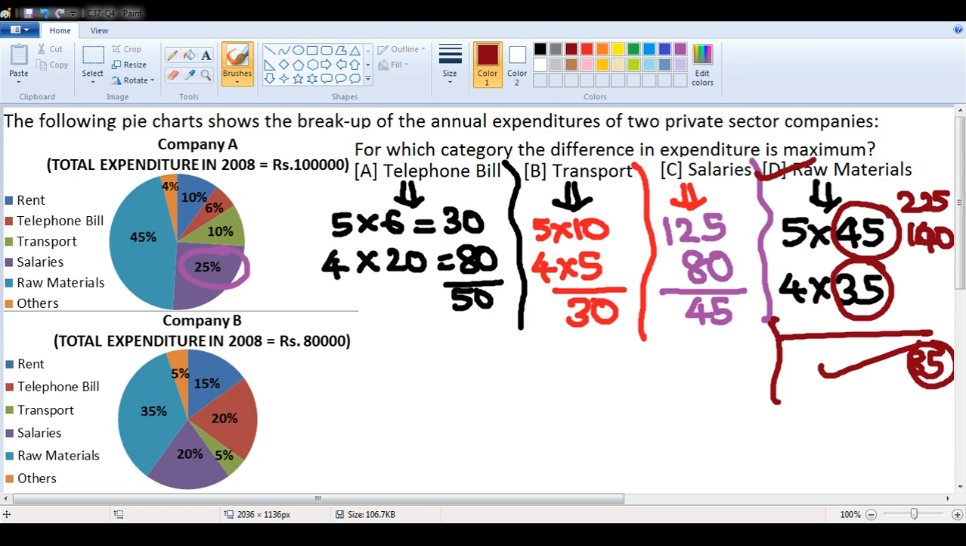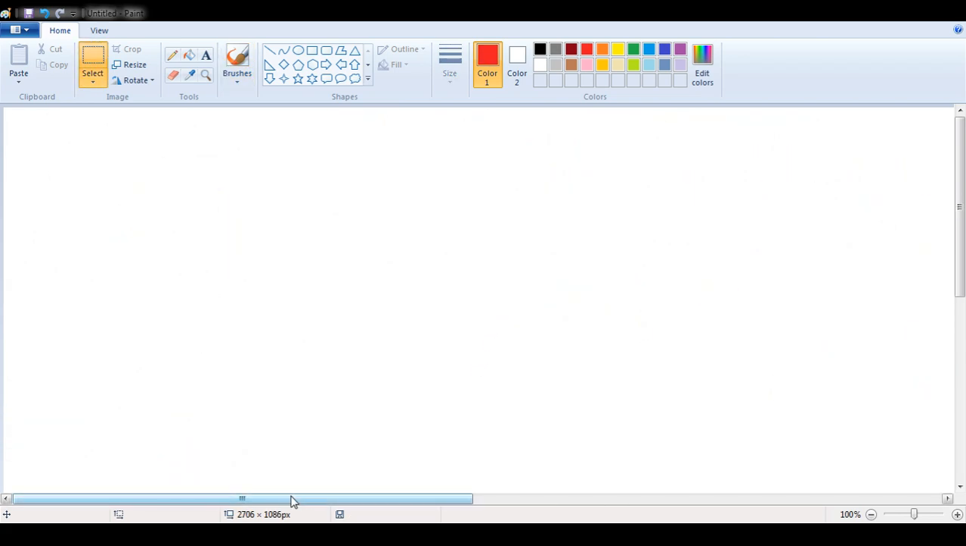I hope the first caselet is clear for everyone. Second caselet. See here, let me draft the second caselet.